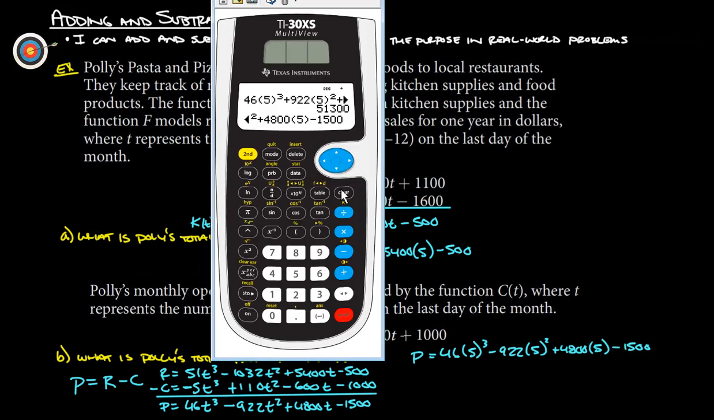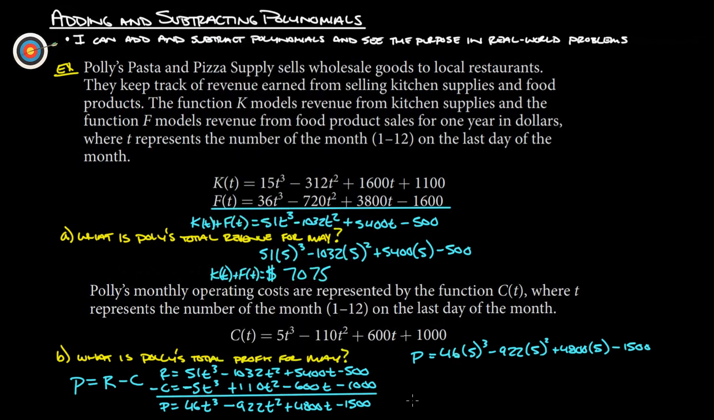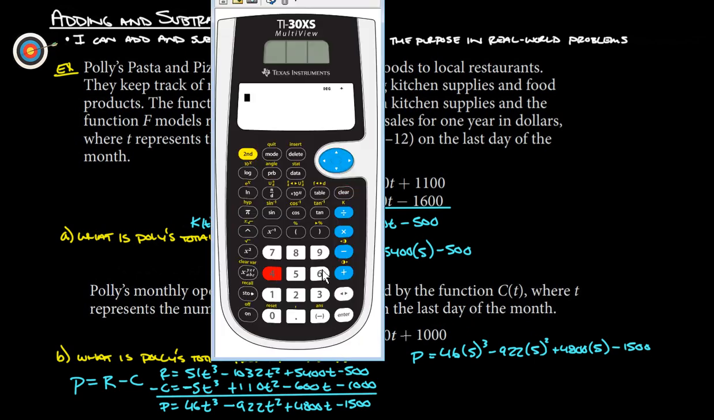Okay, so then we can stick that into our calculator. Let's get rid of everything else that we had in there. So we get 46, and I'll just do this with parentheses to show that it works just the same. 5 to the third. Make sure that once you're done with your power, you push the right arrow button. Otherwise, it's going to keep typing up in the power, and it's going to mess everything up. So minus 922 times 5 squared plus 4800 times 5 minus 1500.